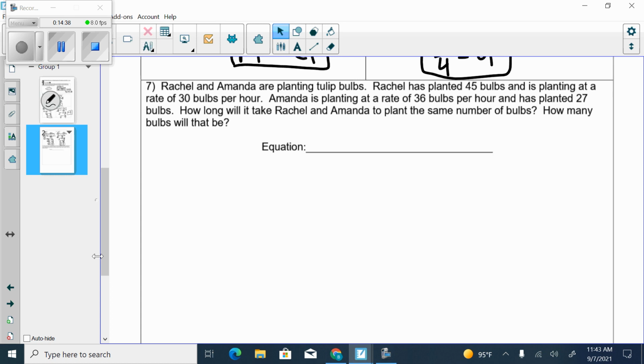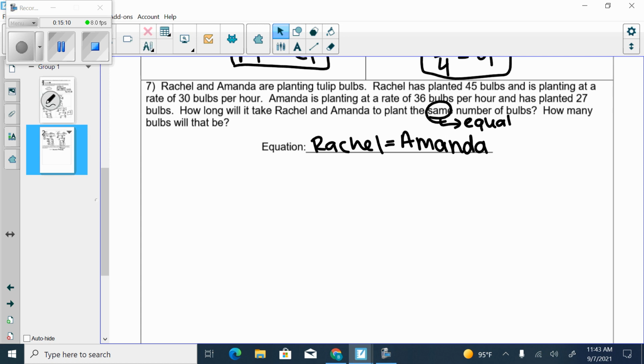So, if we want them to be the same, we are basically saying we want to do what in the equation? Yes, very good. So, same means we want to set them equal to each other. Very good. So, once we plug everything in, our end goal here is to have Rachel equal to Amanda. Alright, now we have to plug in the information they gave us to make that into some equation, right?